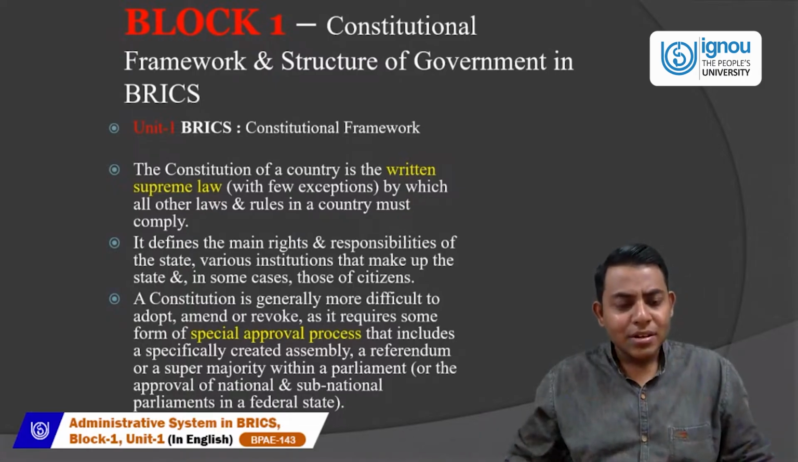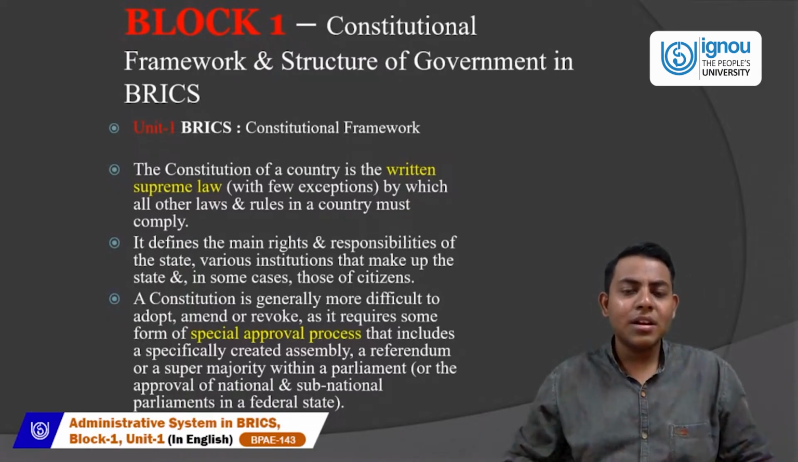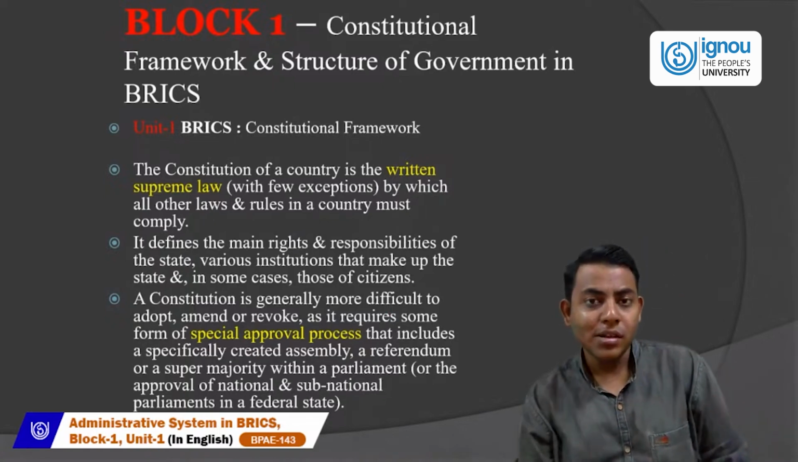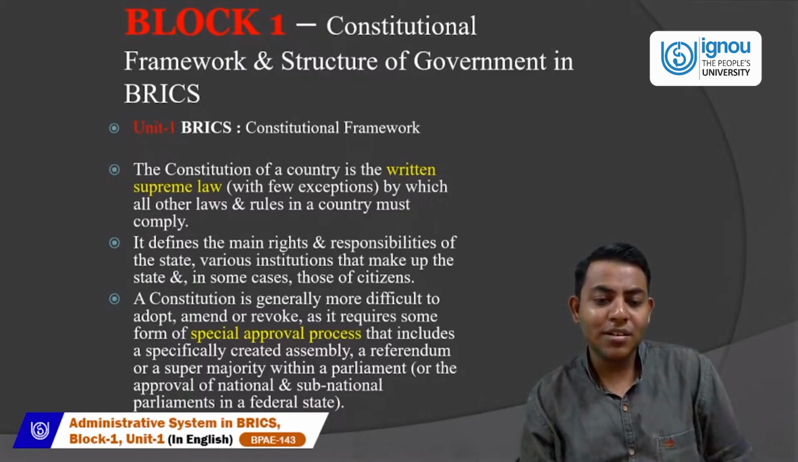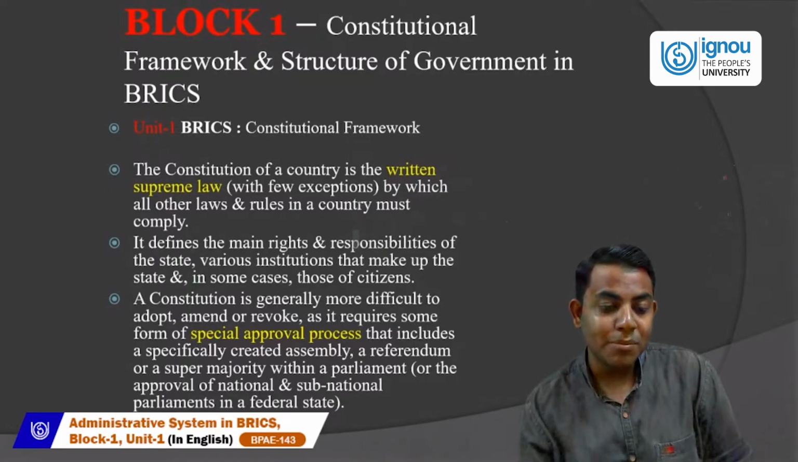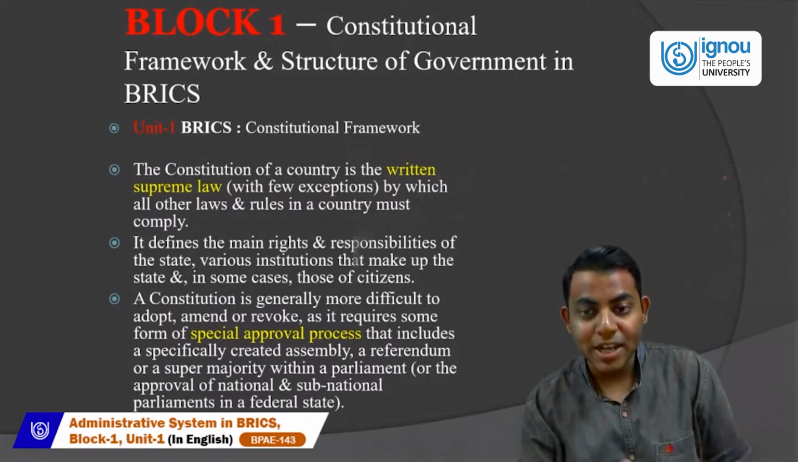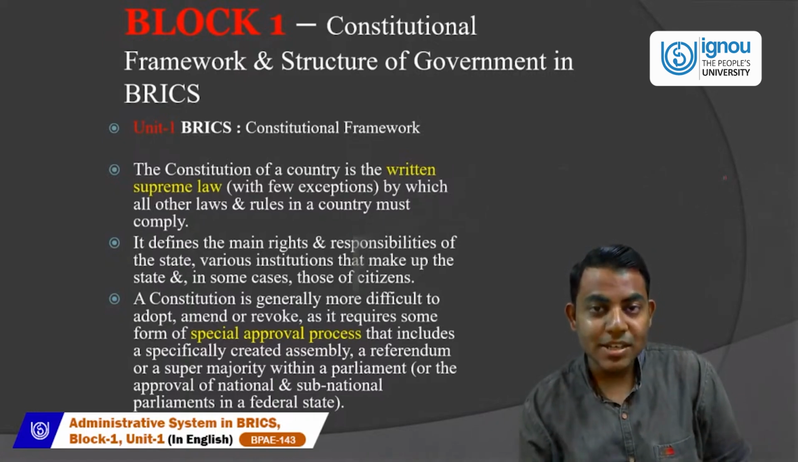In some cases, the constitution of a certain country defines the rights and responsibilities of the citizens as well. A constitution is generally more difficult to adopt, amend, or revoke, because it requires some form of special approval process. This special approval process includes a specifically created assembly, and also a referendum or a super majority within a parliament. It includes the approval of national and subnational parliaments in a federal state like ours, that is, the legislative assemblies also.